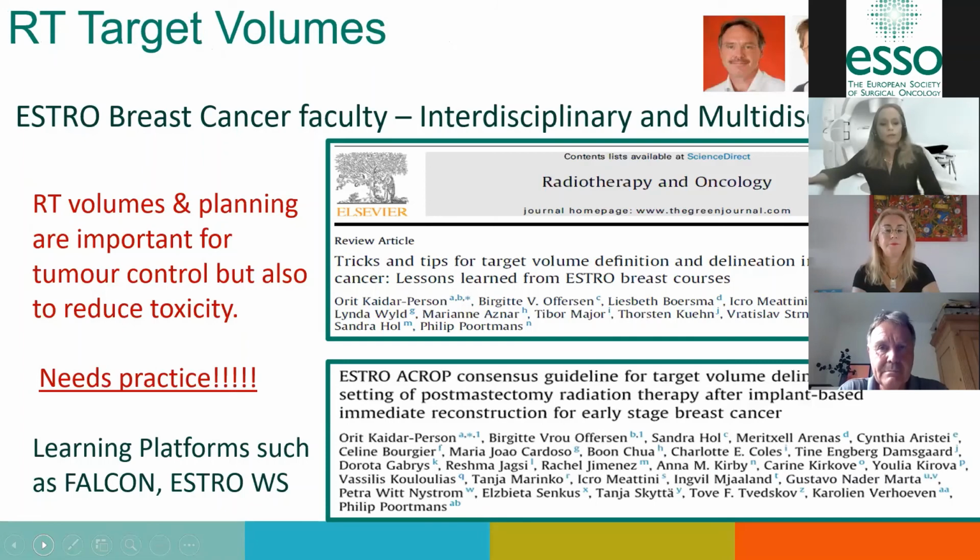It's very similar to surgeons: the more you operate, the better you are, the more you train. And there are different training platforms like FALCON from ESSO. And these are a few publications that we wrote. And as you can see, we have surgeons on our team as well in order to improve the delineation and treatment planning to reduce toxicity and improve tumor control.